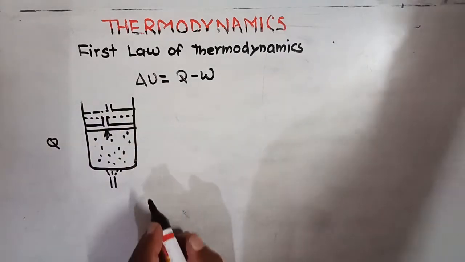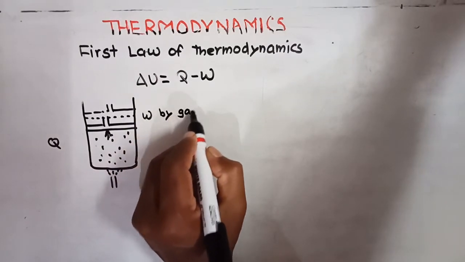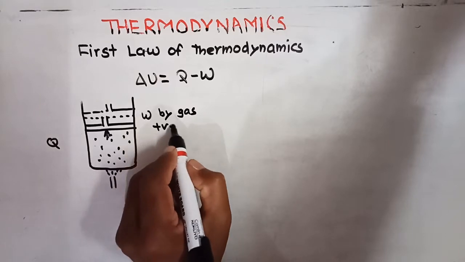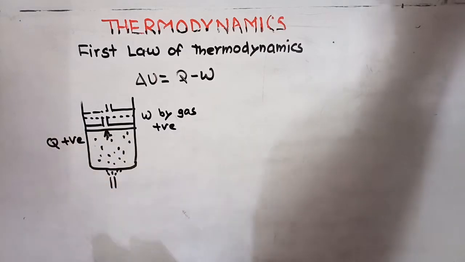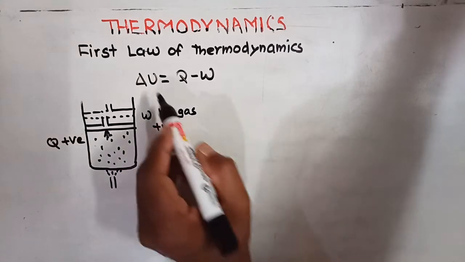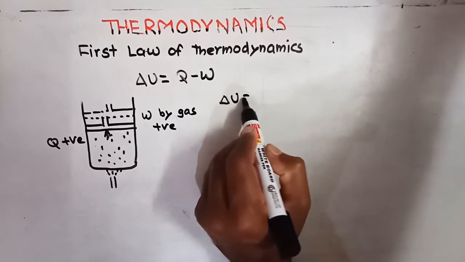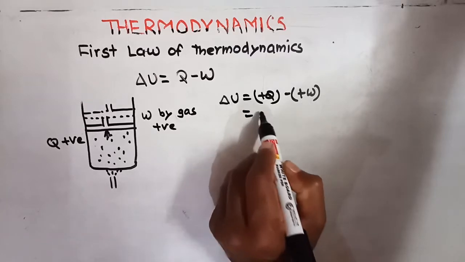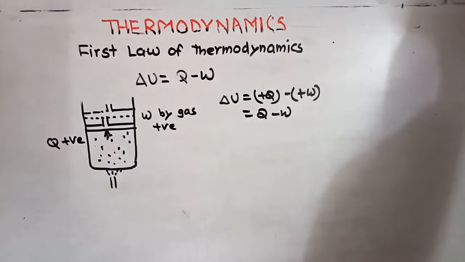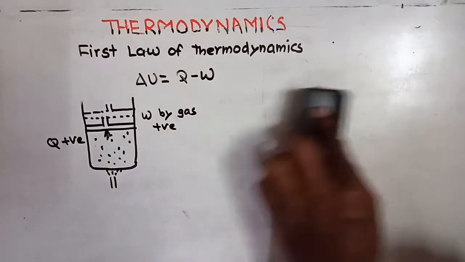When the piston moves in the upward direction, work is done by the gas, and as the work is done by the gas, this is taken as positive. As energy is supplied to the system, this is again taken as positive. So here the sign conventions are: Q is positive and W is positive. So del U is equal to positive Q minus positive W. It is equal to Q minus W, same as the earlier case. Now let us see the second case.